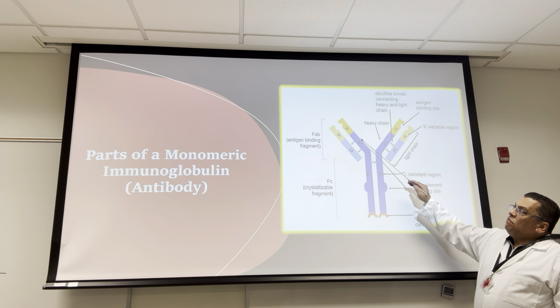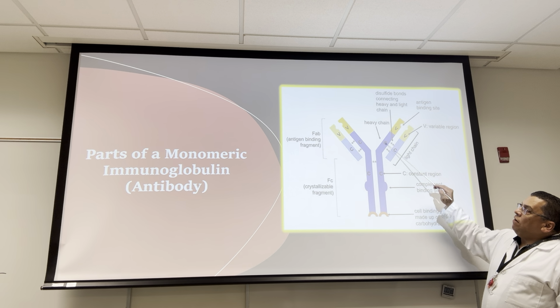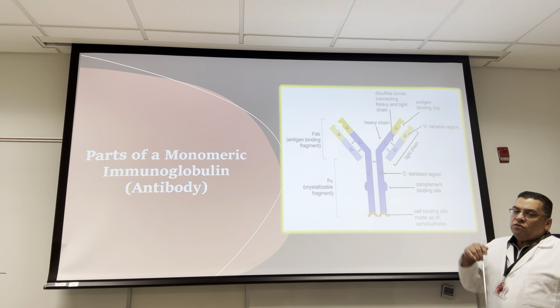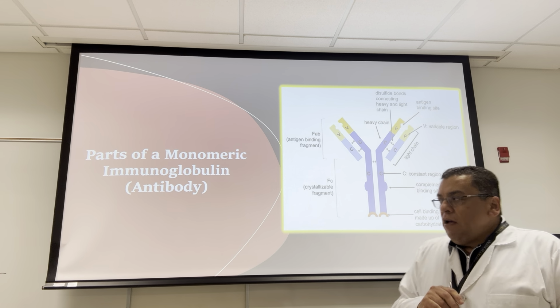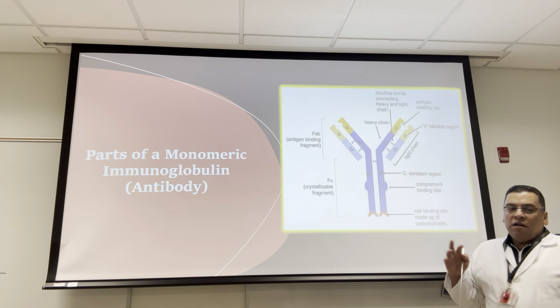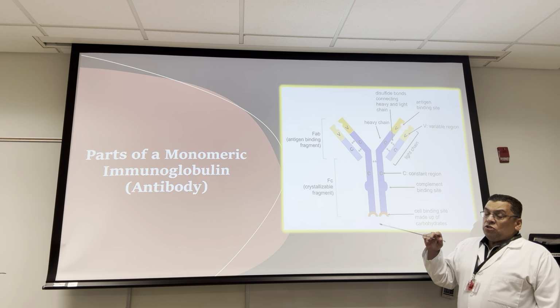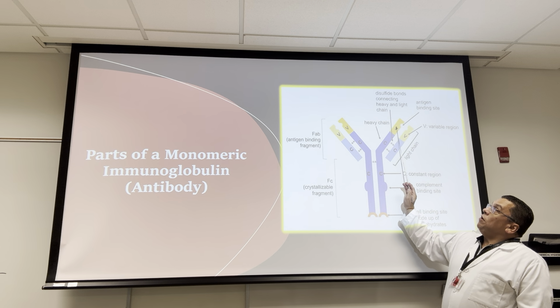So the sequence of the amino acids here and here and here and here, those are referred to as the constant region. They don't change. Among your antibodies, they don't change. But the change is here in the variable region.